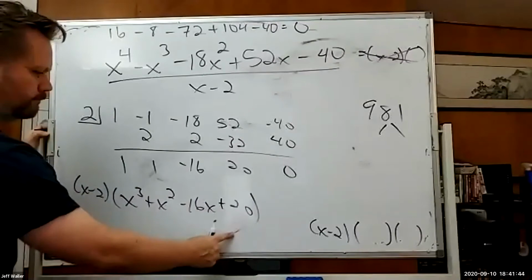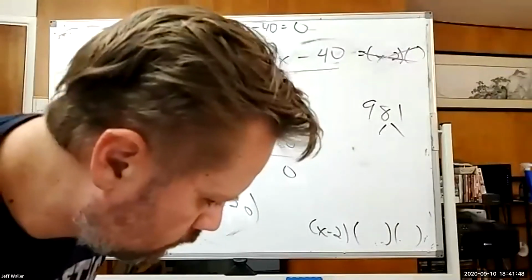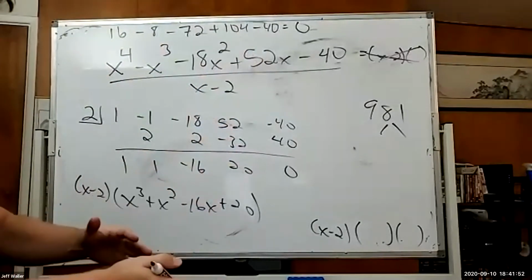10 and 2. You want to try what again? Sorry, 10 and 2. Oh, I see. So you could try 10 or 2.